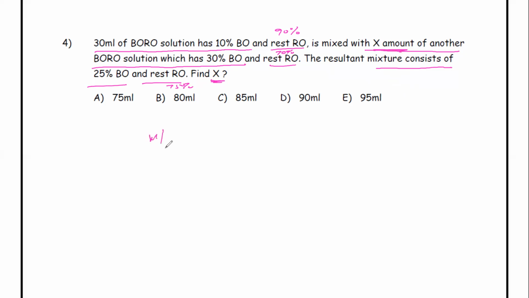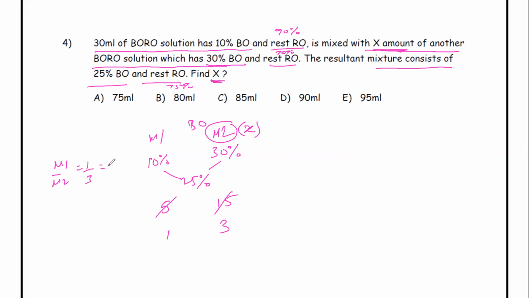So it's mixed with X amount. So mixture 1 is 10% Bo. I'm taking everything in terms of Bo. Mixture 2 is 30% Bo. And the resultant is 25% Bo. Now remember, mixture 2 is X, that I need to find out. So cross subtract, I get 15. Cross subtract, I get 5, regardless of the sign. So my ratio is 1 is to 3. So mixture 1 to mixture 2 is 1 is to 3. 1 is 30 ml, remember? And X amount it is mixed with. So therefore, X is equal to 90 ml.